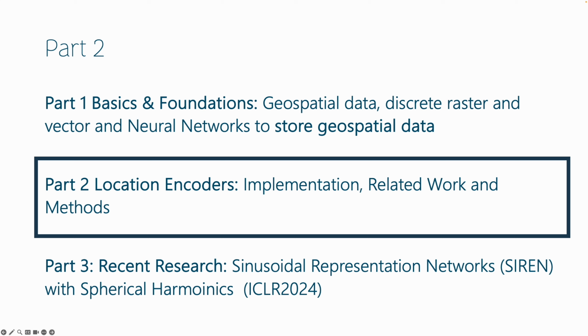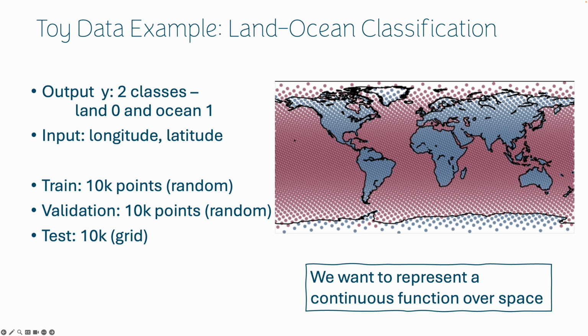But let's go into detail now in the second part here on location encoders. How can we actually implement these neural networks for geospatial data that store this geospatial information? This will be one line of research that will be leading up to the third part. I want to talk about two types of data, and I like to illustrate this problem. The first one is a toy example of land-ocean classification. So we define a function on the sphere based on if it's on land, then it's like a 0.